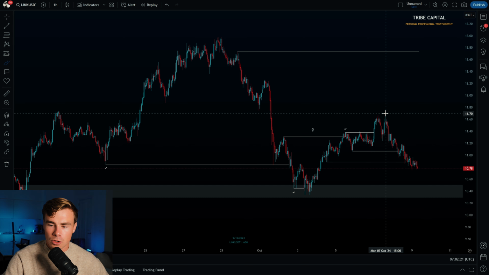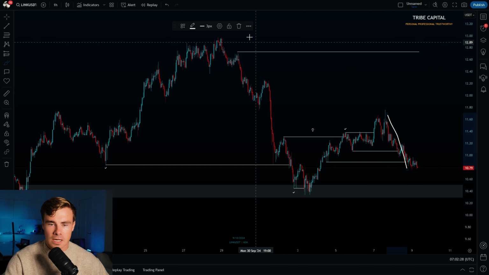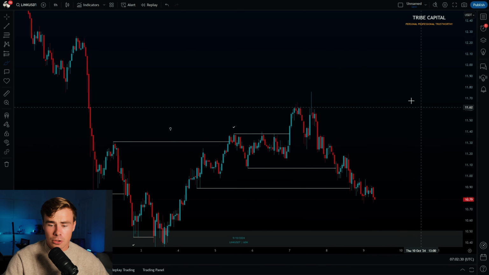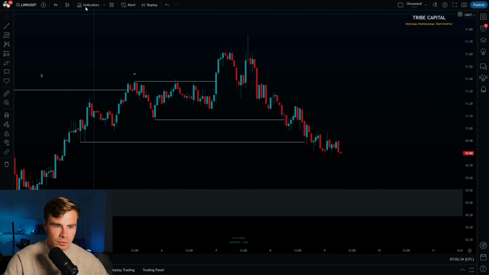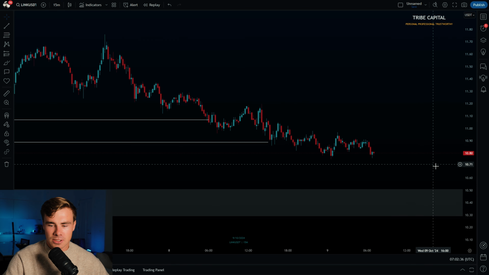Now we can see that after posting that projection onto Twitter and into my free Discord server, Chainlink took a dump to the downside as well. We are currently mitigating those very important liquidity pools. All that we have to do now is wait for a major sign of strength.